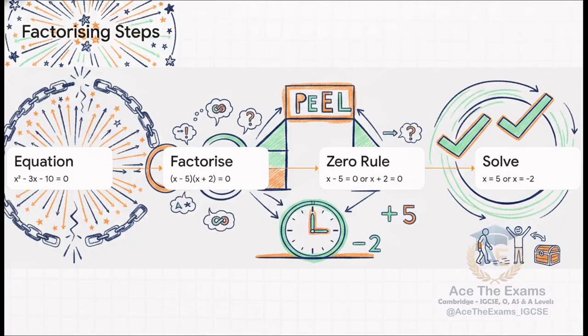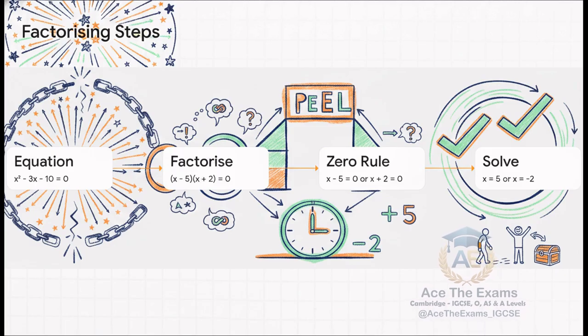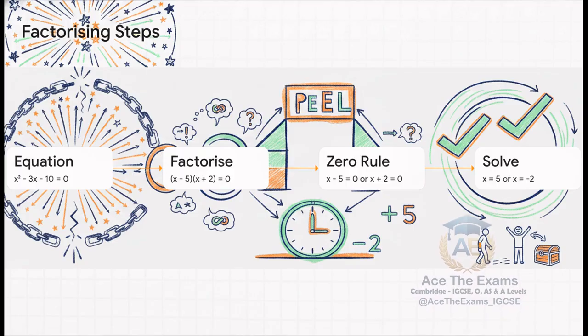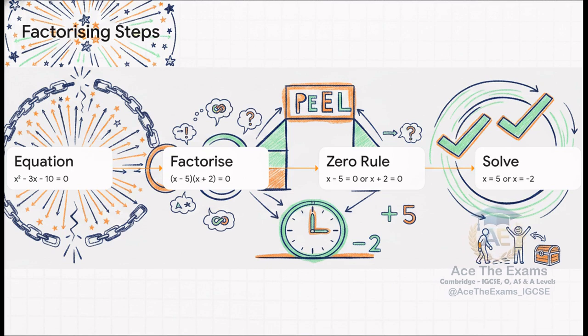Let's walk through this logical transformation. We start with x squared minus 3x minus 10 equals 0. Now here's where Sam usually messes up. Sam tries to do the whole thing in his head, rushing to the final answer. But the examiner needs to see the explanation. We need to find two numbers that multiply to make negative 10 and add to make negative 3. Those numbers are negative 5 and positive 2.